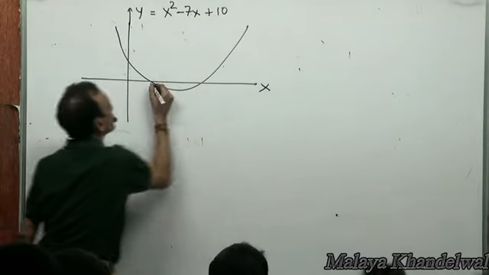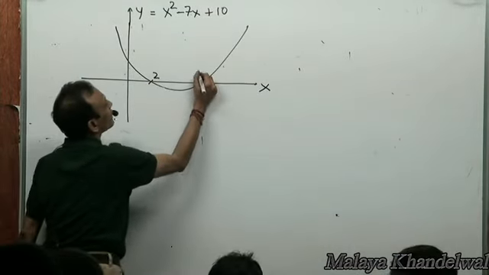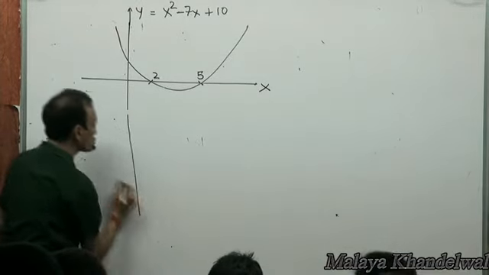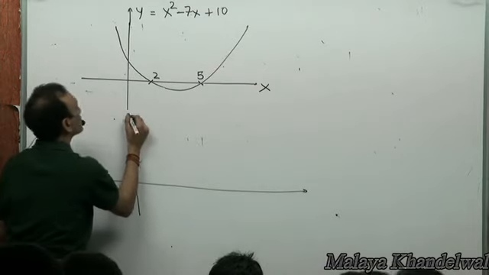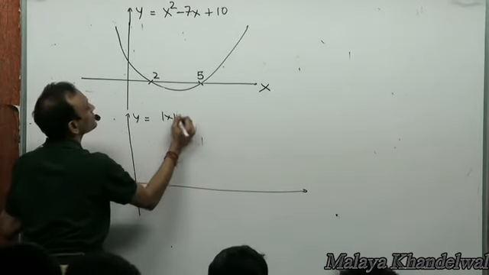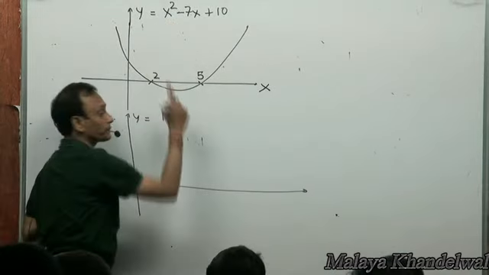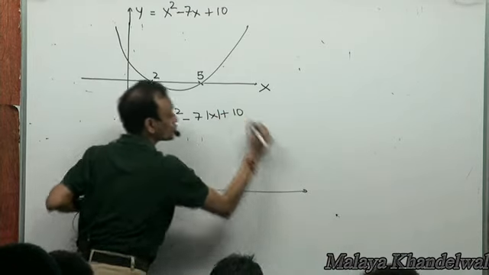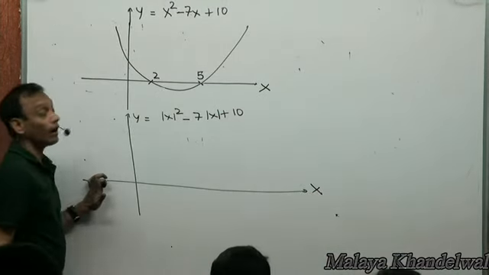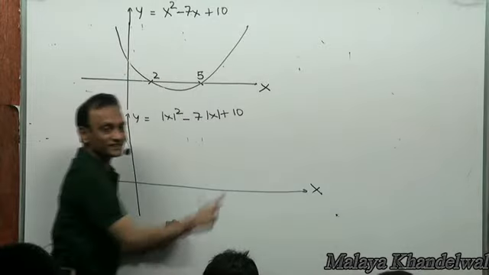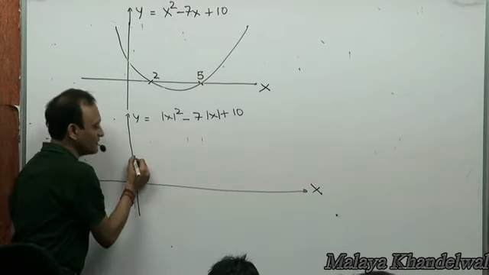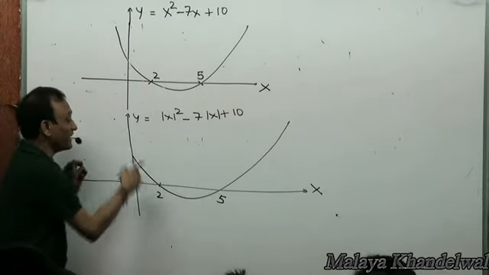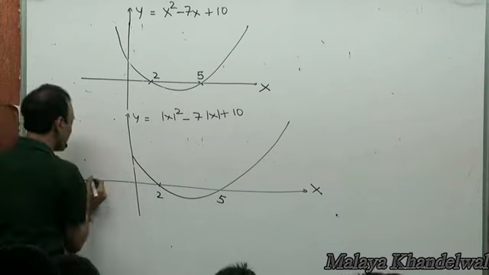2 and 5 are the roots, right? This is the graph of this. Alright. Mod of x: x to be replaced by mod of x. I want to draw the graph of mod x squared minus 7 mod x plus 10, replacing x by mod x. I want to draw the graph of this. To the right of the y-axis, I will retain this portion, 2 and 5, and reflect this portion about the y-axis.